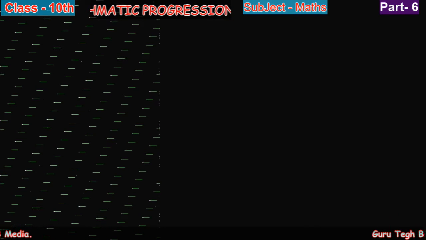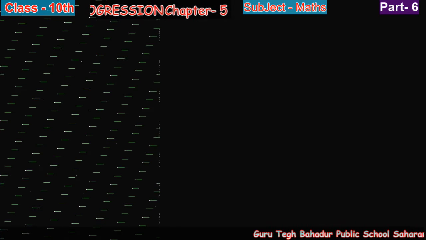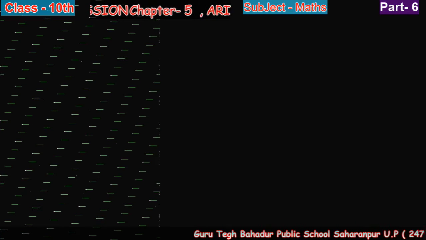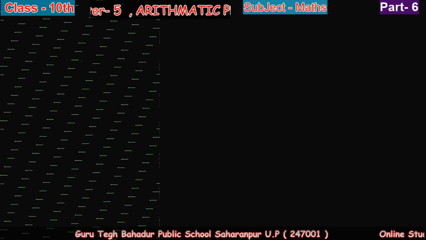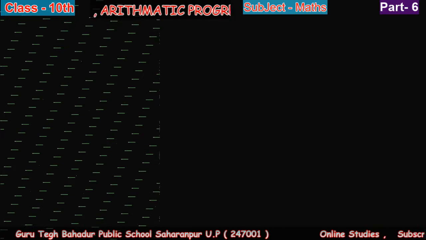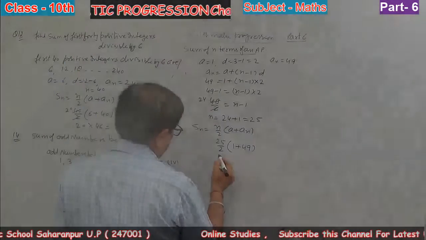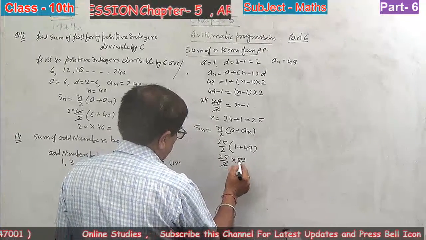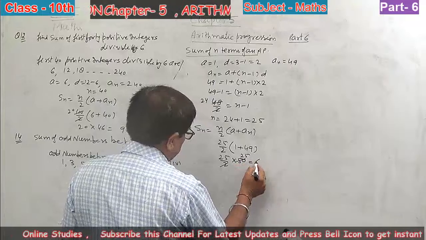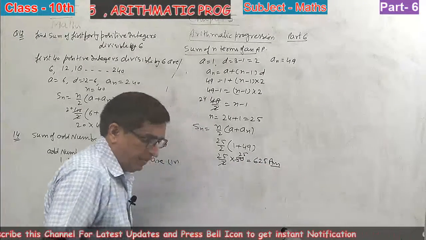Now find the sum. Sn is equal to n upon 2 into (A plus An). n is 25, A is 1 and An is 49. So 25 upon 2 into 50, that is equal to 625.